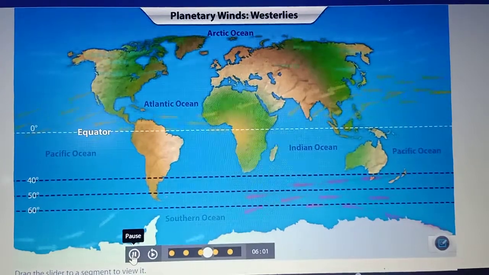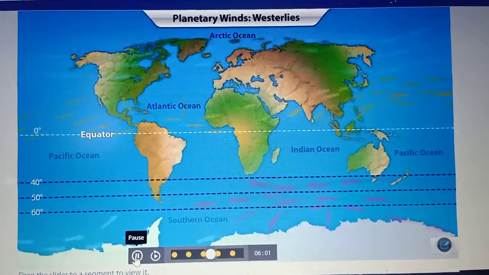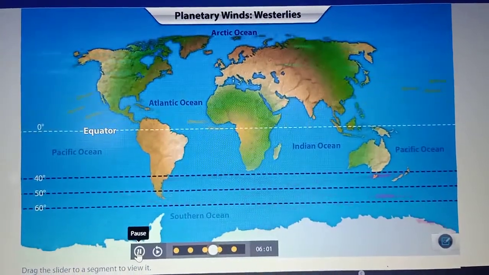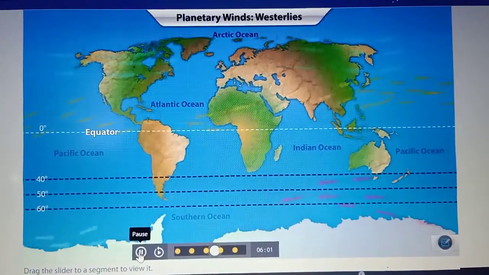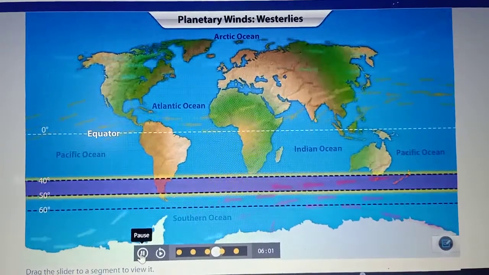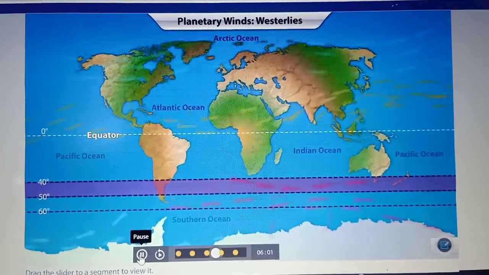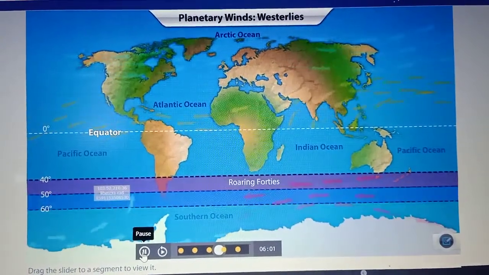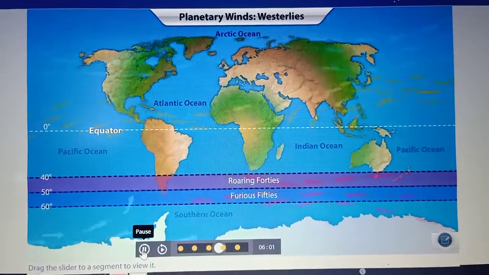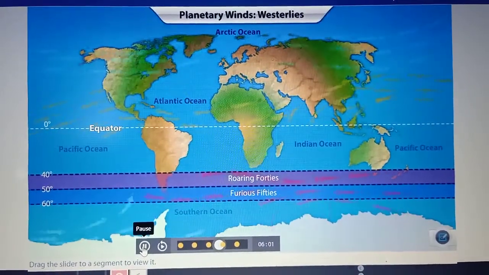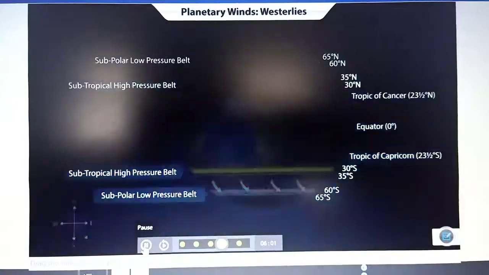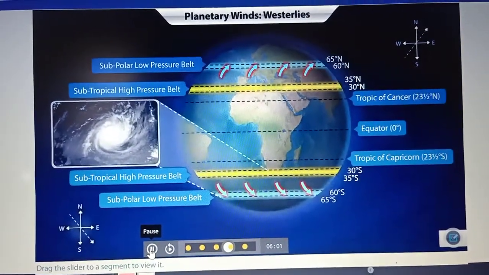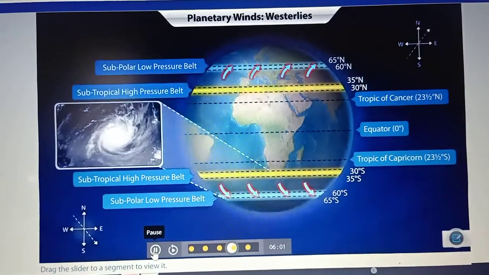Westerlies are more constant in the southern hemisphere, as they are not obstructed by any landforms. At places, they are so strong that the winds that blow between 40 degrees and 50 degrees latitudes south are called the roaring 40s, and those between 50 and 60 degrees south are called the furious 50s. Cyclones and anticyclones are frequently experienced in these regions.